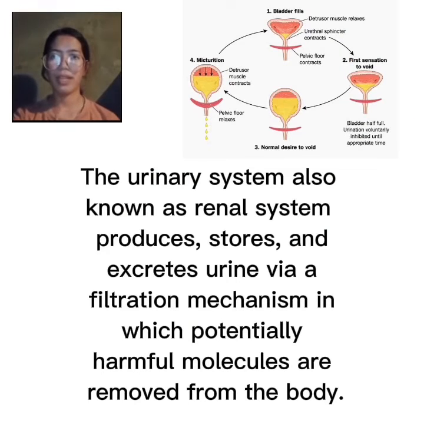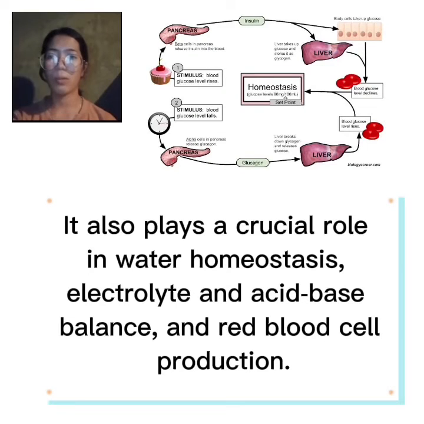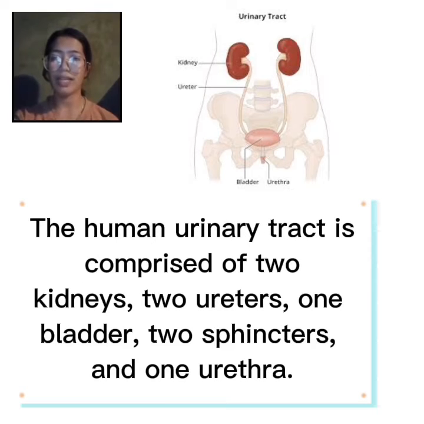Urinary system. The urinary system, also known as the renal system, produces, stores, and excretes urine via a filtration mechanism in which potentially harmful molecules are removed from the body. It also plays a crucial role in homeostasis, electrolyte and acid-base balance, and red blood cell production. The human urinary tract is comprised of 2 kidneys, 2 ureters, 1 bladder, 2 sphincters, and 1 urethra.